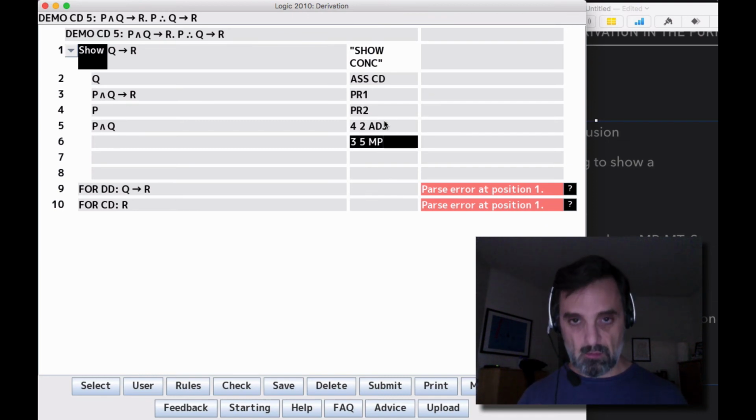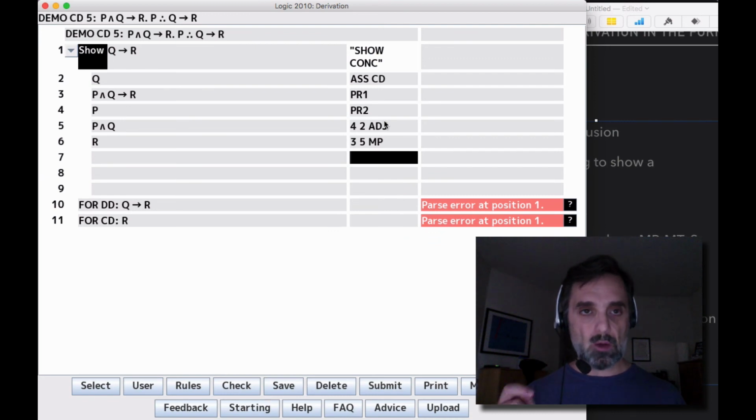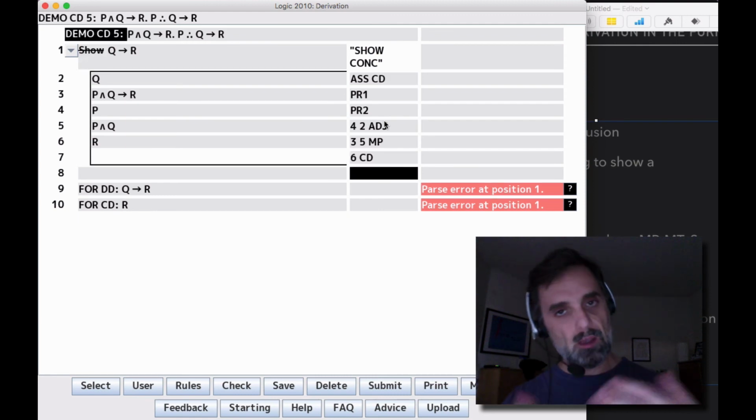3, 5 modus ponens, that gives us R. And we said, oh, R is what we want to do CD to finish the whole derivation, so we will say 6 CD, we box and cancel, and we're done.